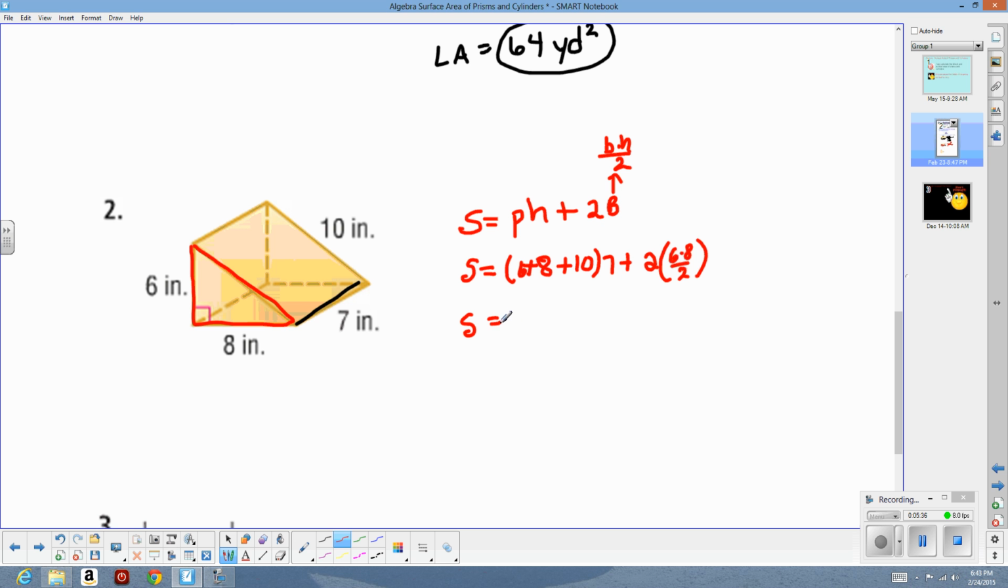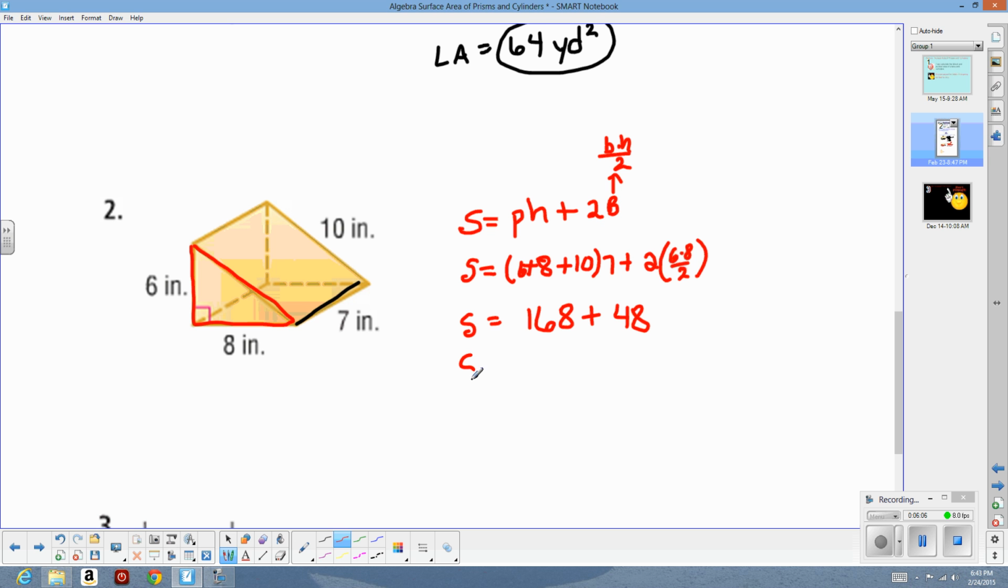All right, so now let's go ahead and calculate these two pieces. 10 plus 8 plus 6, that's 24. And 24 times 7, that's 168. Plus the area of the base, 6 times 8 is 48, divided by 2 is 24. But then we're going to turn around and multiply it by 2 since there's 2 of them. So we're going to be back to 48.